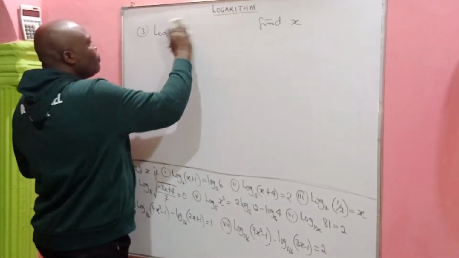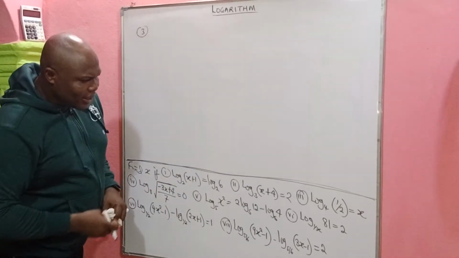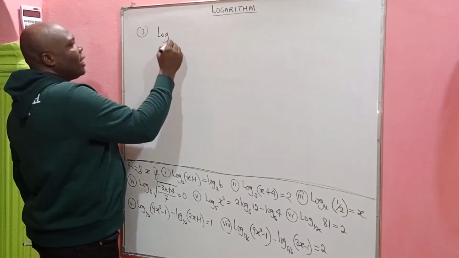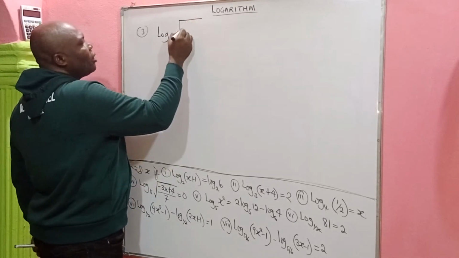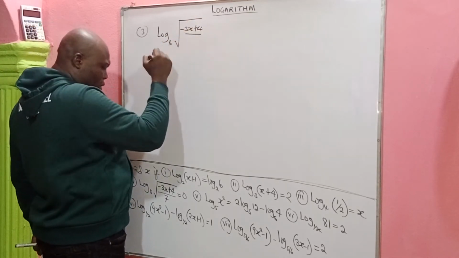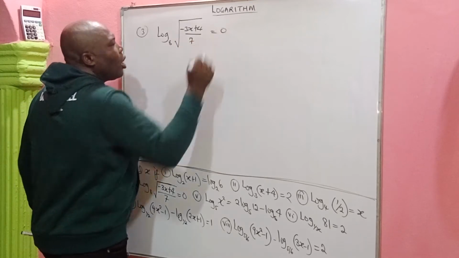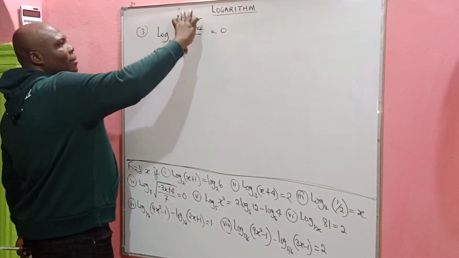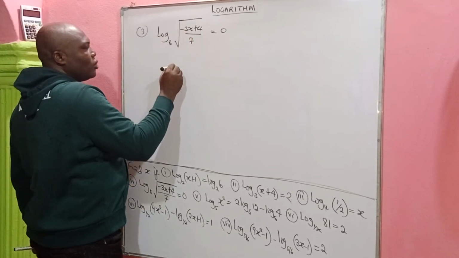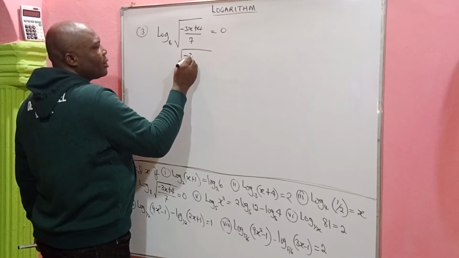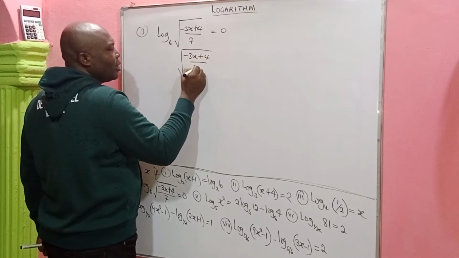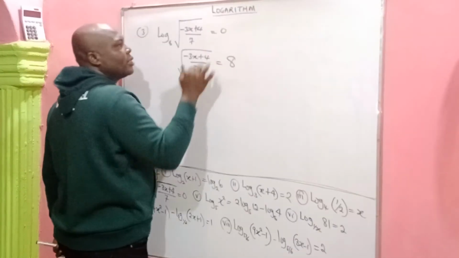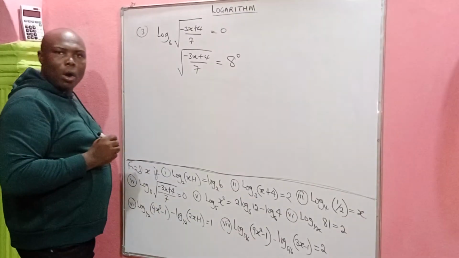We are going straight to the fourth one. In the fourth one, we were told that log to the base of 8 of the square root of (minus 3x plus 4) all over 7 is equal to 0. So let's solve this log. We are making the whole of this the subject of the formula. Log to base 8 crosses to become the base 8, and the 0 goes up as a power.